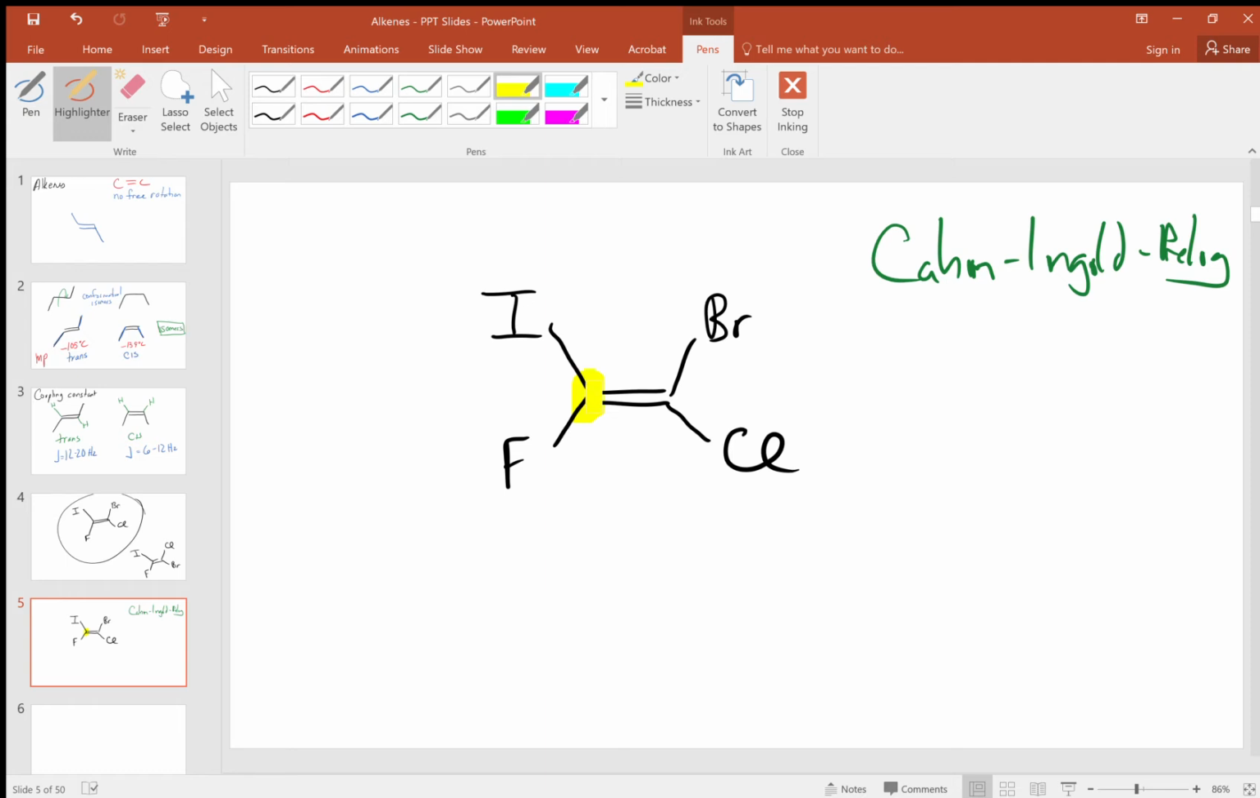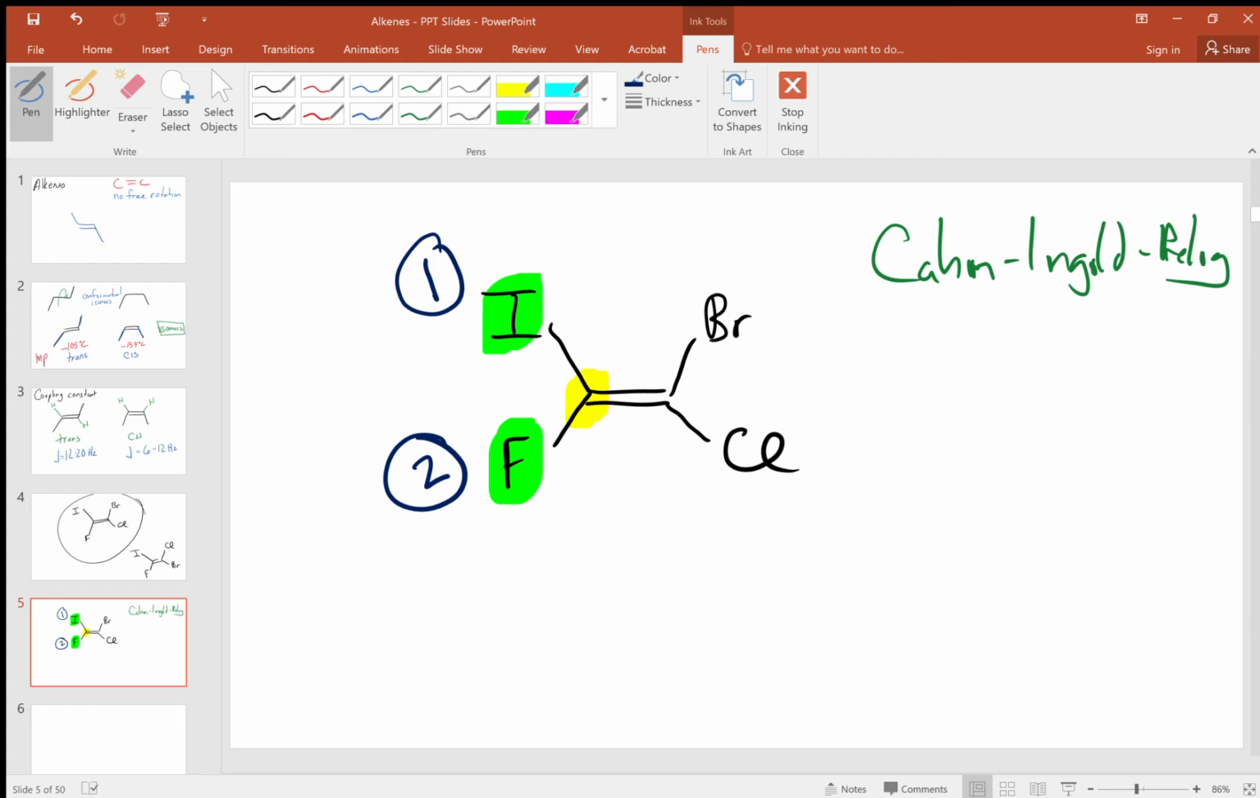So in the case of this first carbon, the one on the left that I've highlighted in yellow, the substituents are iodine and fluorine. And as we did with R and S, we use Ingold-Prelog rules to assign priority between those two groups. So what gets higher priority here? Well, we know that iodine is higher atomic number than fluorine, so iodine is 1 and fluorine is 2.